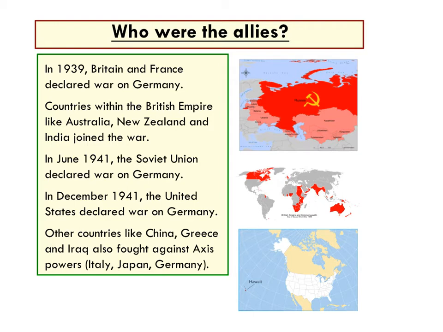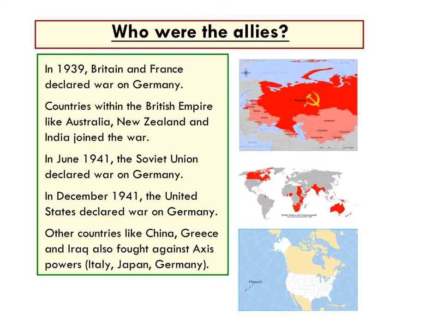There were lots of other countries that joined the fight against the Axis powers. So when I say the Axis powers, that means Germany was the main one, but Italy and Japan were also allies with Germany. And there were lots of other countries that committed to fighting against the Axis powers. So China was major, who fought against Japan primarily.